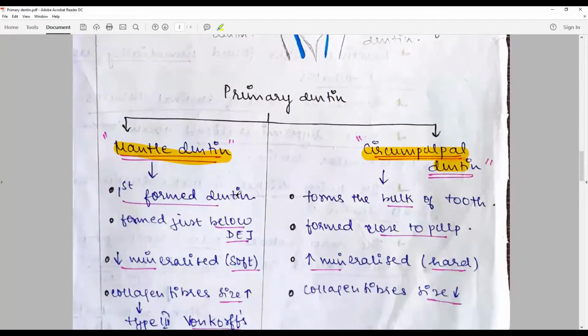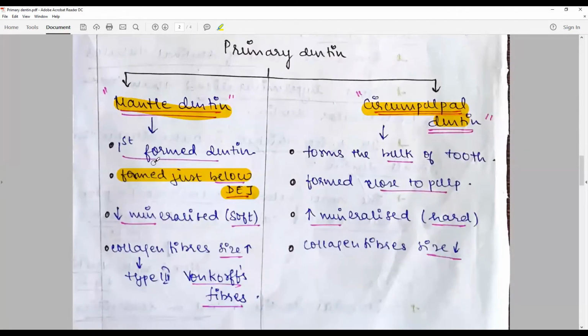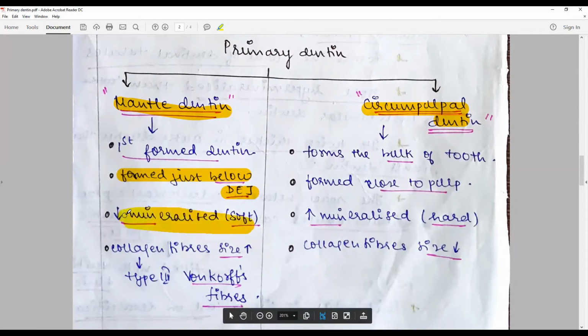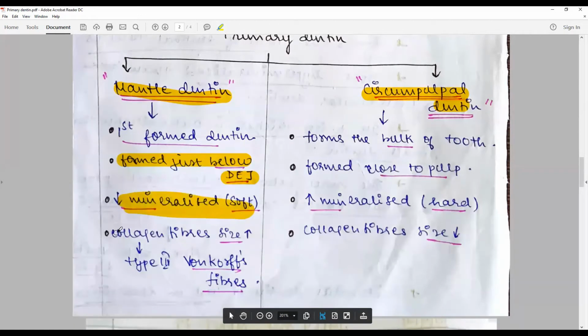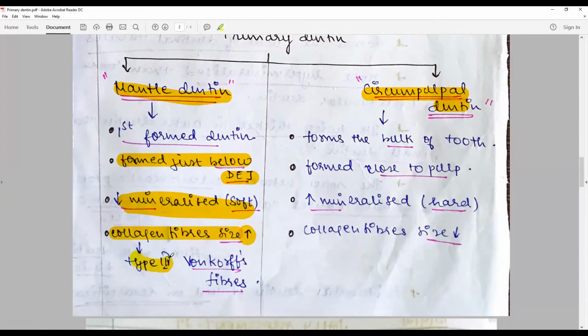Mantle dentin is the first ever formed dentin. Mantle means a cloak or the outermost layer of a dress, and it is formed just below the DEJ. It is less mineralized and comparatively soft than the circumpulpal dentin because it has more collagen fibers. These collagen fibers are increased in size, especially of type 3, and are called Korff's fibers.